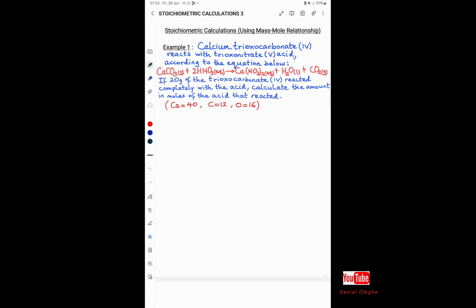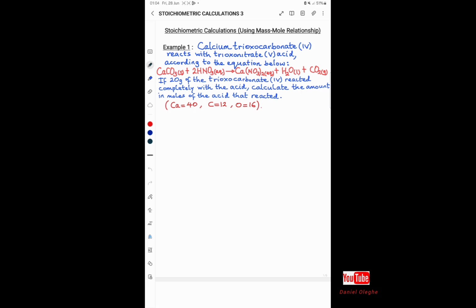Don't forget, in the previous video, I explained that whenever you are solving stoichiometric questions, the first thing that you need to consider are the substances we are relating together. Consider and identify the substances that are related together in the question. Like in this example, the substances we are concerned about are calcium trioxocarbonate(IV) and trioxonitrate(V) acid, whereby we want to determine the amount in mole of the acid that reacted completely with 20 grams of the trioxocarbonate(IV).